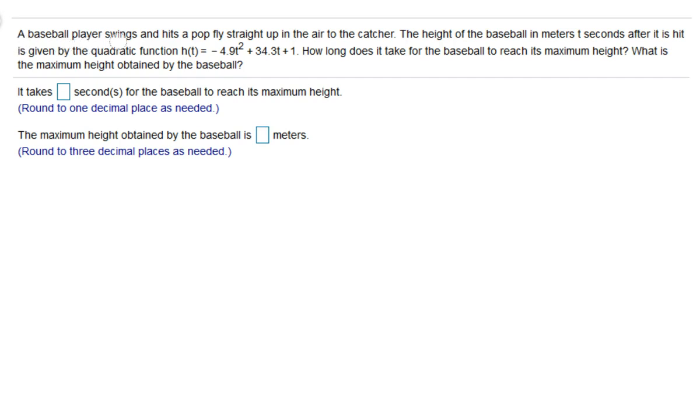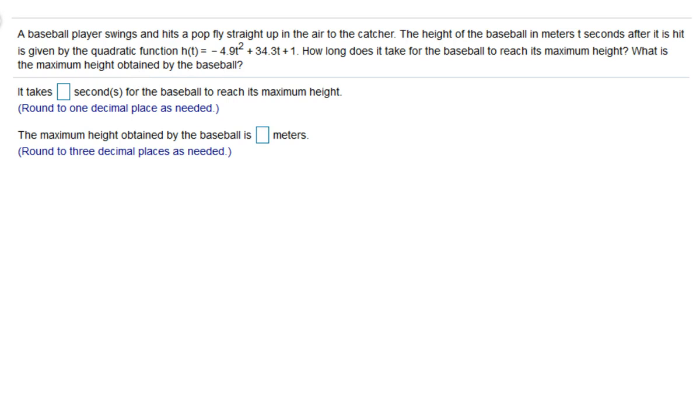A baseball player swings and hits a pop fly straight up into the air to the catcher. The height of the baseball in meters t seconds after it's hit is given by the quadratic function h of t equals negative 4.9 t squared plus 34.3 t plus 1. How long does it take for the baseball to reach its maximum height? What is the maximum height obtained by the baseball?